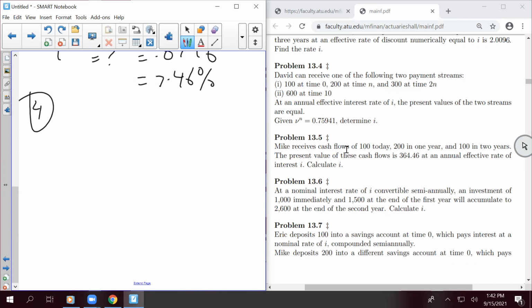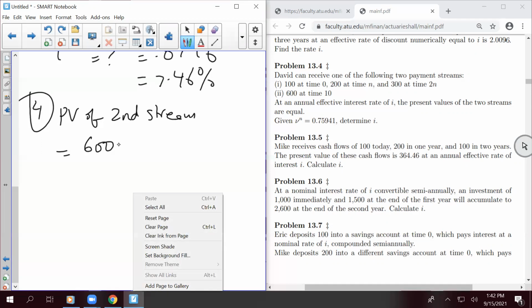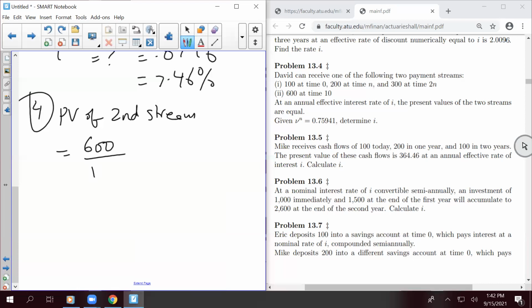Okay. David can receive one of the following two payment streams: 100 at time 0, 200 at time n, 300 at time 2n. Or he can get 600 at time 10. At an annual effective rate I, the present value of the two streams are equal. So the second stream looks easier. So what's the present value of the second stream? It would be 600 divided by 1 plus I to the power 10.